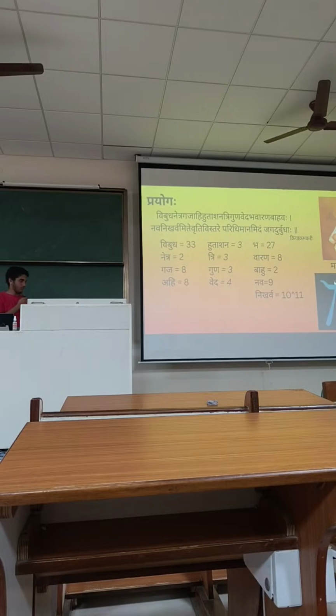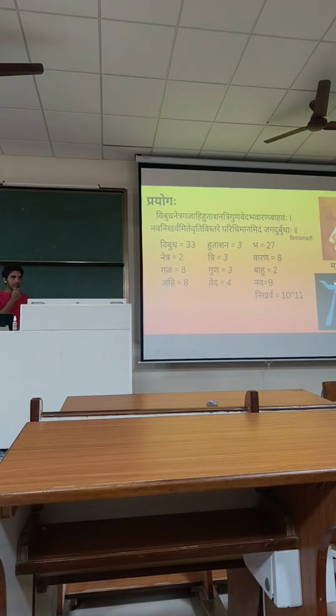So we'll look at 2 applications of Bhuta Sankhya in literature. The first one is encoding the value of pi. This is taken from Kriya Kramakari, and it is attributed to Madhavacharya, mathematician. Let's read it out. Vibudha Netra Gajahi Hutashana Triguna Veda Bhavarana Bahavaha Navanikharva Mite Vrati Vistare Paridhimanamidam Jagadur Buddha.